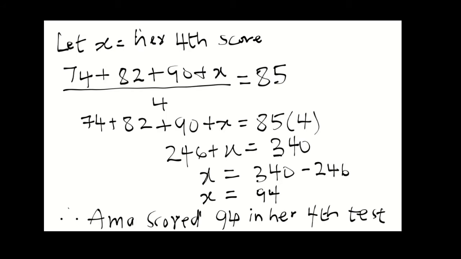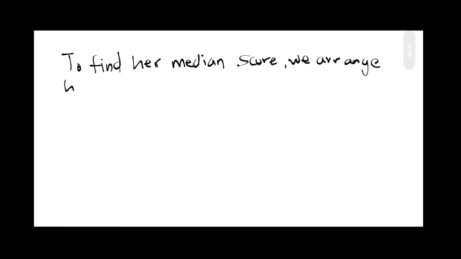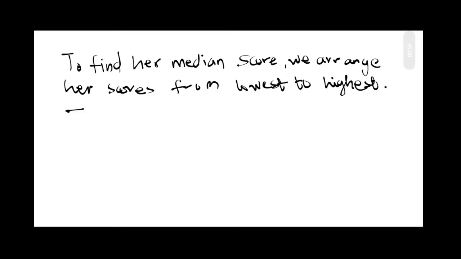Okay, so we move on to the next part of the question. So we are going to find the median score for the 4 tests. So to find her median score, we arrange her scores from lowest to highest. Why do we do that? Why do we arrange her scores from lowest to highest? So that I'll be able to get the middle number.